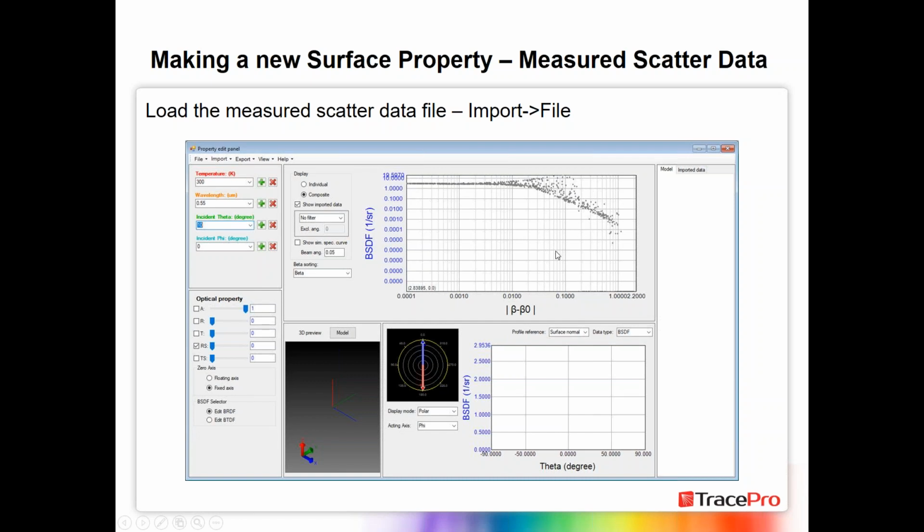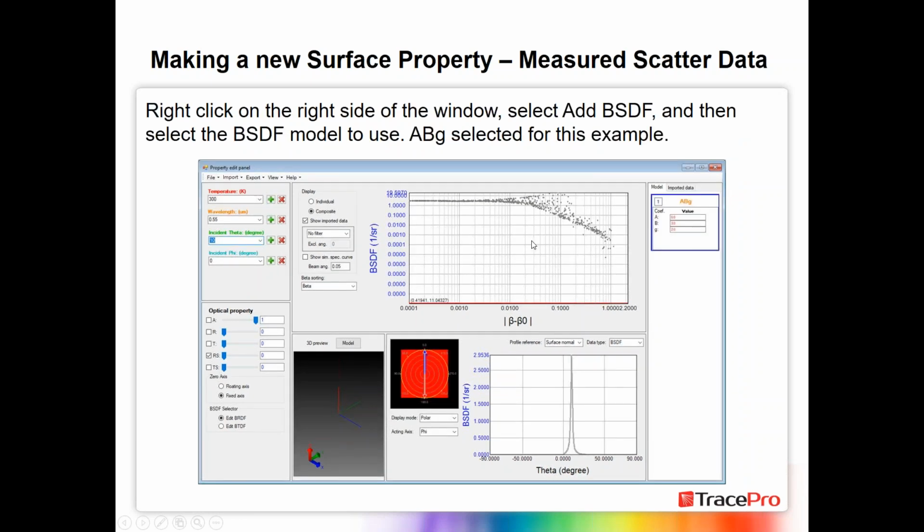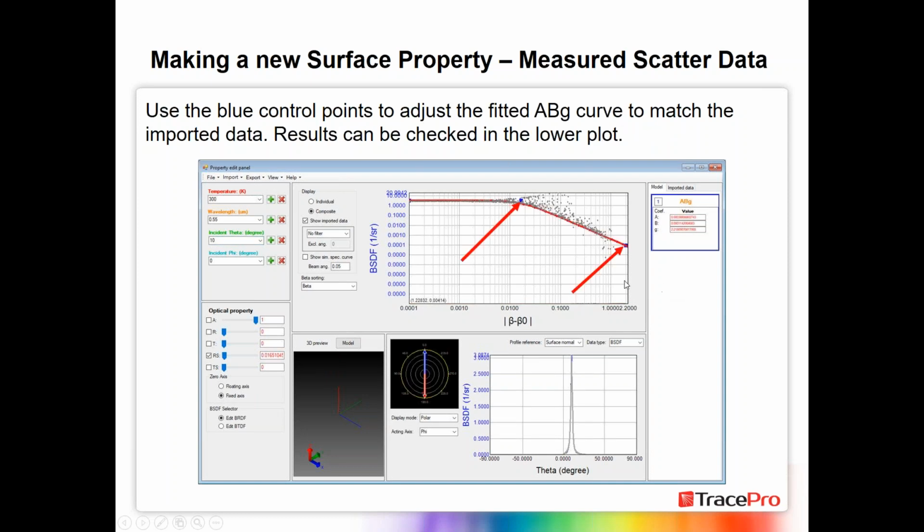So here's our imported scatter data. I can then right click here in the model in this pane, and choose, in this case, ABG. That'll add in a generic ABG curve here. And then as I mentioned in the previous one, we can use these blue control boxes to move this red curve and fit it to the scatter data. So we can move this up or down, slide the roll-off points, the slope of the roll-off, basically anything like that. We can adjust this curve to fit the data here.